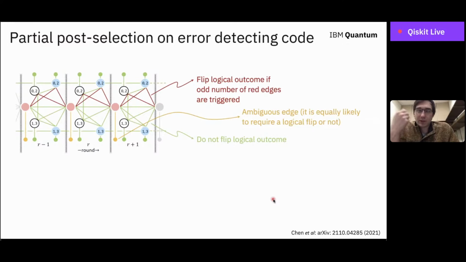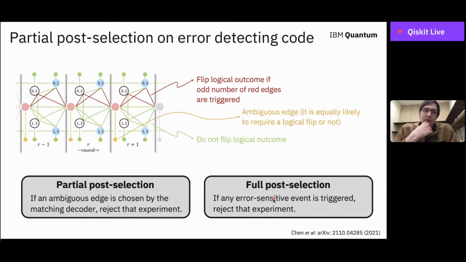And if it's colored yellow, then it's ambiguous. So it ends up being 50-50 whether you should flip or not flip. And the existence of these ambiguous edges is just because we're looking at the d=2 code here, what's called an error detecting code, because it detects one error, but it can't necessarily correct every single error. So some edges are ambiguous, and so this gives rise to our two post-selection schemes here.